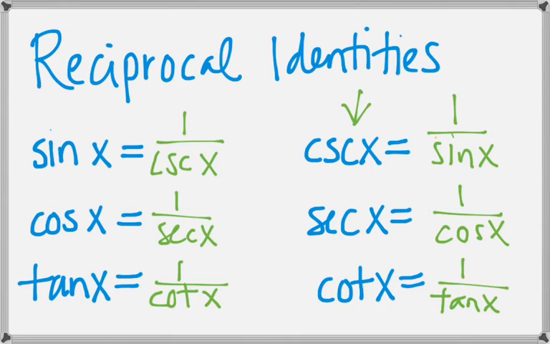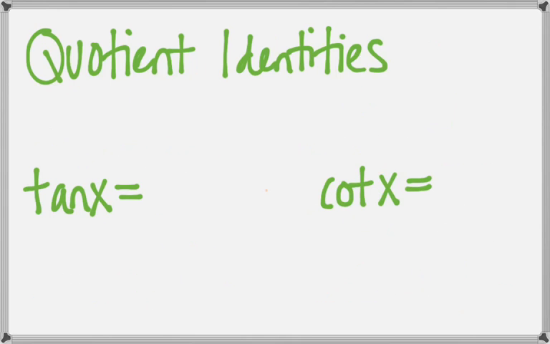The next set of identities, quotient identities. And I've limited this list to just 2. These you also know already, even though you may not know what they were called up until now. Quotient identity. Anybody think they have an idea of what I'm talking about there, Matt? Good. Sine of x over cosine of x.